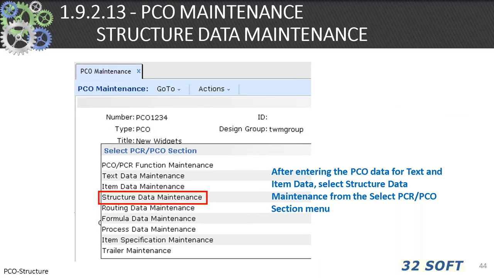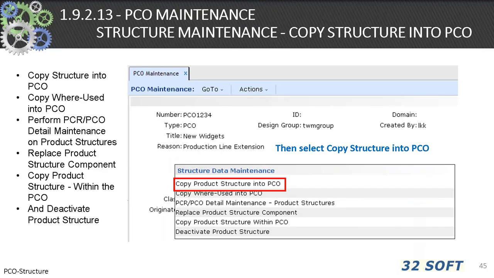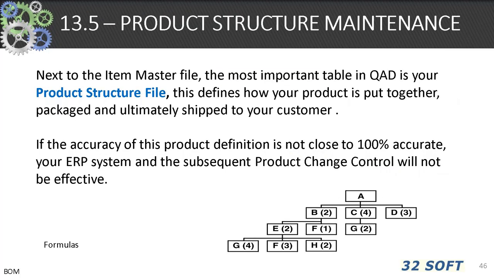After manipulating a product change order maintenance for text and item, you can select the structure data. From here, you can copy structure to the PCO, copy where used into the PCO. You can perform PCR detailed maintenance, and you'll probably spend most of your time there. You can replace components, copy product structure within PCOs, or deactivate product structures.